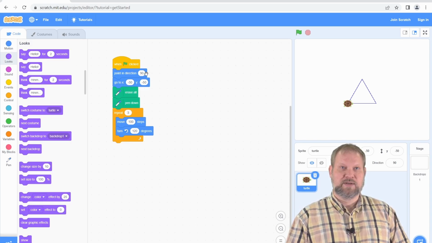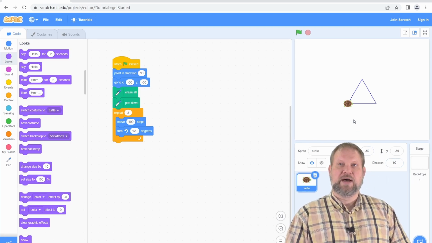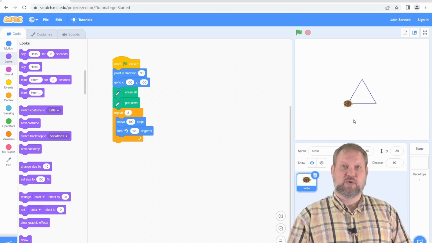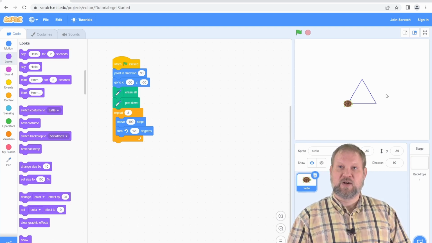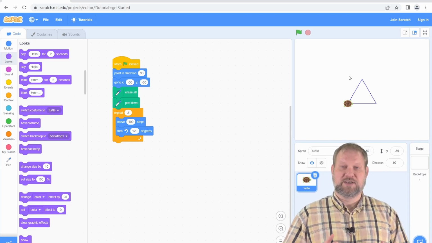We also have this point in a direction. Notice over here we have a direction of 90 degrees. This is a little bit different than the Cartesian coordinate system in that in Scratch, the 0 angle is actually straight up, and then it increases in a clockwise direction, which I know is a shift from those of you that have taught geometry. That's not how we teach geometry.